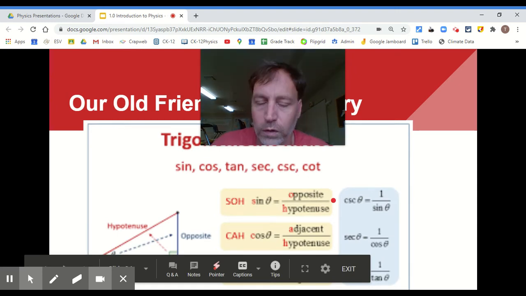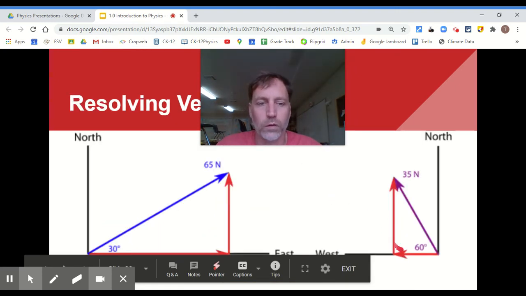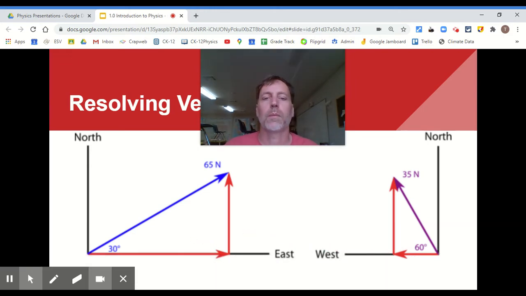So here's a right triangle. You saw that these triangles here were right triangles. You see that there's a right angle. So there are some rules and relationships called trigonometric ratios.